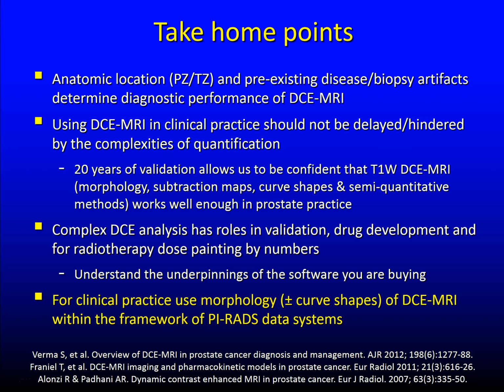So here are my take-home points. The anatomical location and the presence of pre-existing disease or biopsy artifacts will determine the performance of DCE MRI in clinical practice. We do not need to worry about the complexities of quantification in clinical practice. Complex analyses have roles. These roles are in validation, drug development, and for something called radiotherapy dose painting by numbers, which we don't really need to worry about. For clinical practice, the use of morphology and of curve shapes is sufficient alone, but analyzed in the framework of the PI-RADS data system.